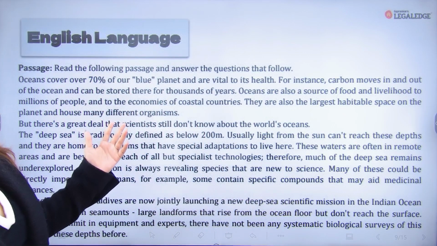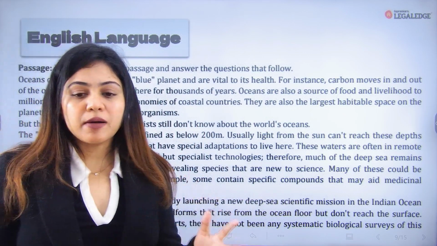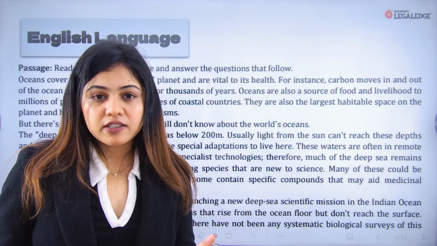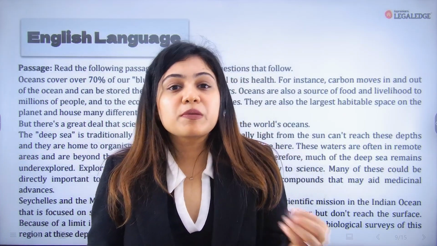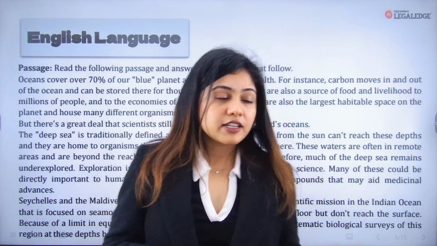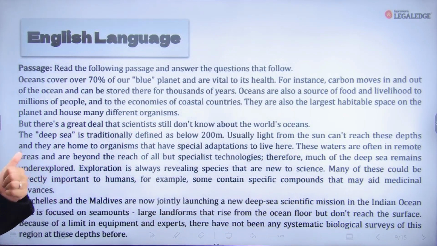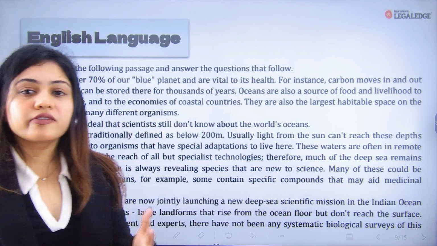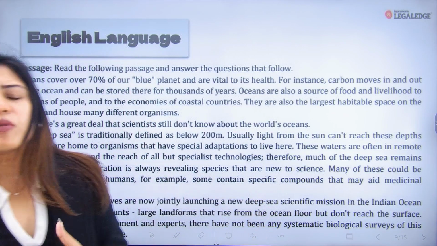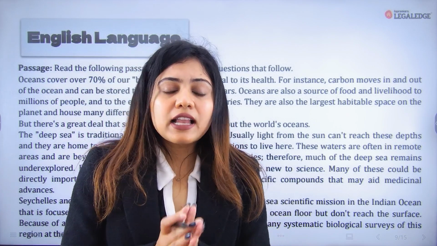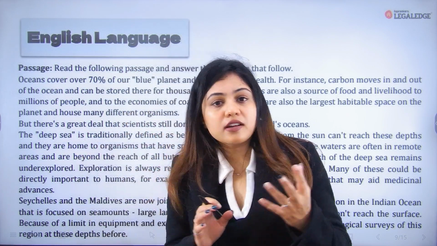Next, we also get to know how they are also the largest habitable space on our planet, क्योंकि ओशन के अंदर इतने organisms रहते हैं जिनके बारे में most people are not even aware about, right? So it is one of the largest habitable space which houses many different organisms. Now, moving forward, we also get to know how most of the ocean is still unexplored, and that's what the scientists are worried about.